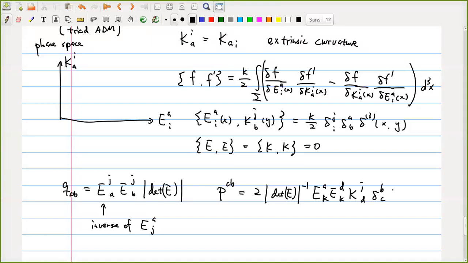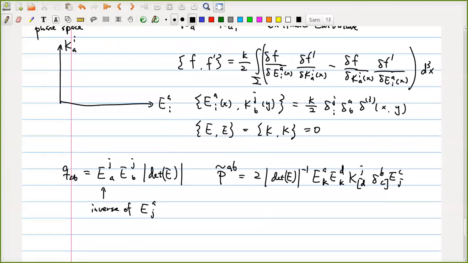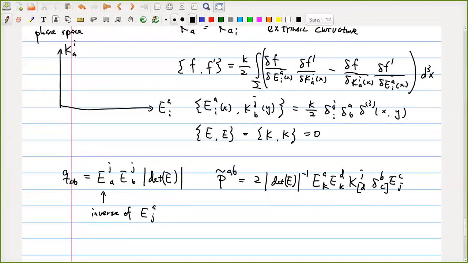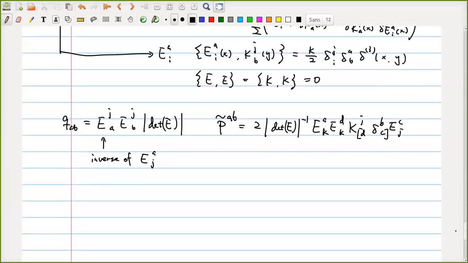BC. Now, you P or P twiddle? I'm sorry? You P or P twiddle? What? The momentum density, or your tensor density P, should be here. Okay, so as I said, I don't want to put the twiddle on anymore. Oh, okay. Well, yeah, if you like, I can put it on. For density, it's annoying to put the twiddle all the time. Okay.